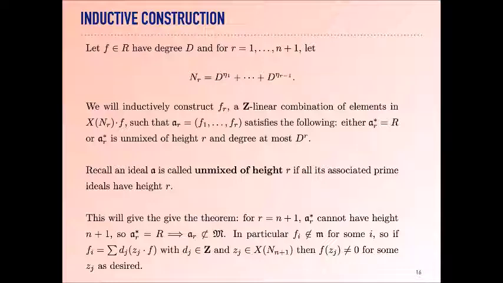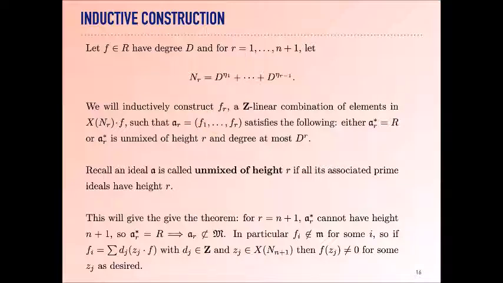And what we're going to do is inductively construct an element f_r, a Z linear combination of elements that are all given by our original f just translated. So it's kind of like what I did in my simple case, the 2x2 case, where I had these Q_Zs, which are just translates of my polynomial P. In the general case, we're going to end up taking Z linear combinations of such translates. Okay, and we're going to take the ideal generated by these.